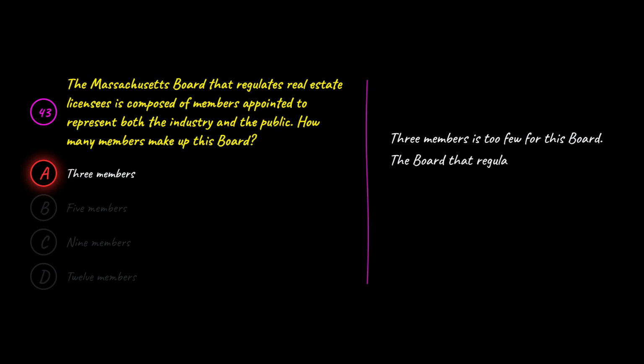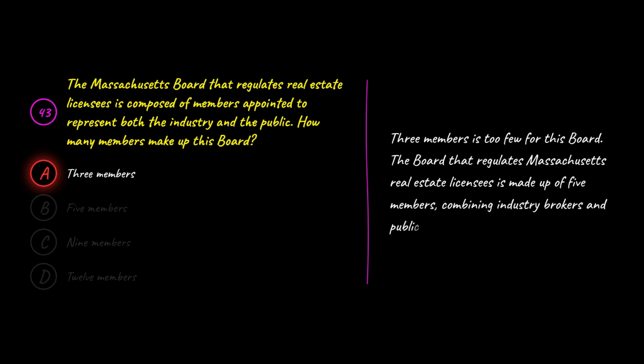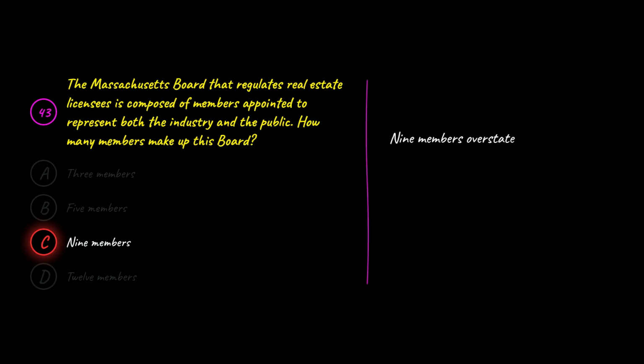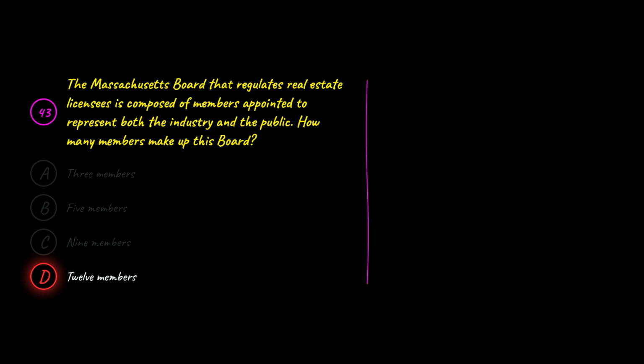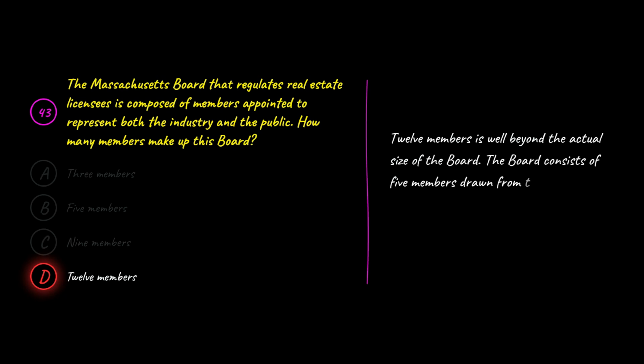The board that regulates Massachusetts real estate licensees is made up of 5 members, combining industry brokers and public representatives, rather than only 3. C is wrong because 9 members overstates the size of the board considerably. Massachusetts sets the membership at 5, mixing industry brokers with public representatives. So a figure of 9 does not match the law. D is wrong because 12 members is well beyond the actual size of the board. The board consists of 5 members drawn from the industry and the public, so a figure of 12 is far too high.